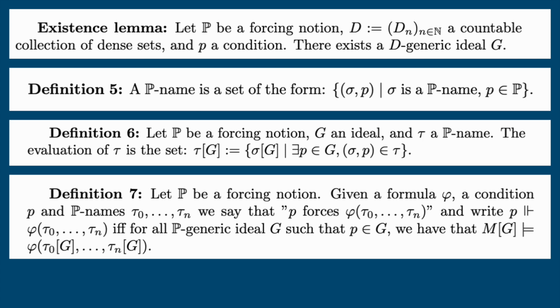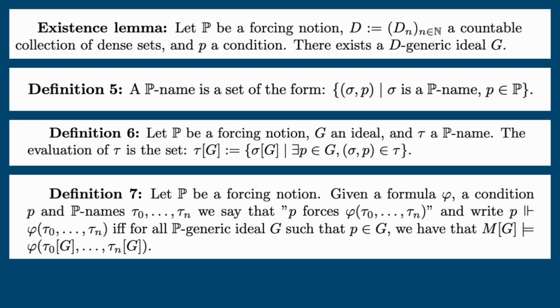So moving on to definition number 5, we get introduced to the p-name. We say that a p-name is a set of the form sigma and small p. In forcing, a p-name, or simply sometimes called a name, is an object that is used to refer to elements of the set being constructed in the forcing extension. So it is a way to describe elements and sets in the larger model, which is called the extension, as opposed to the ground model, which is the base model we're starting with.